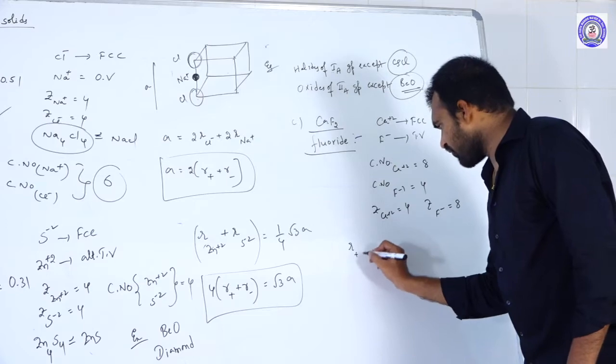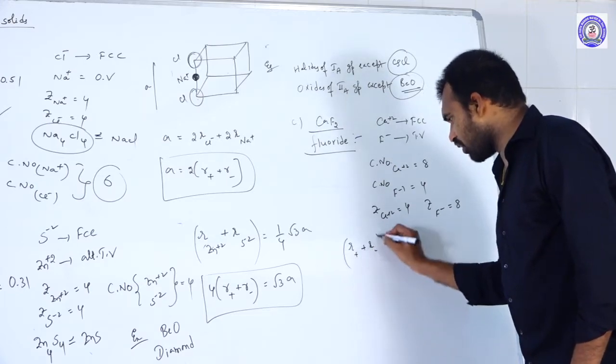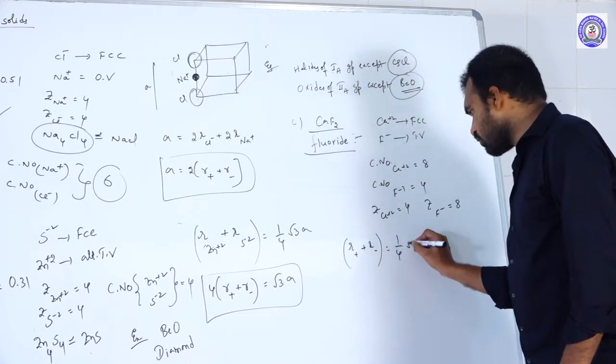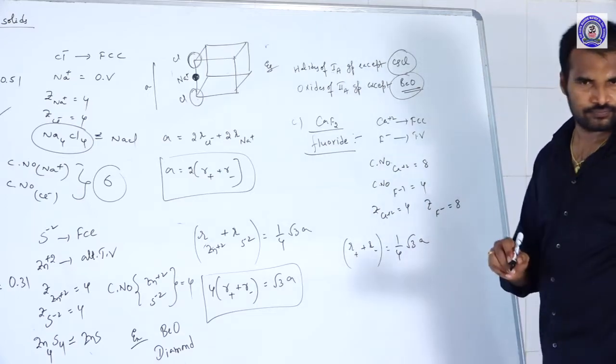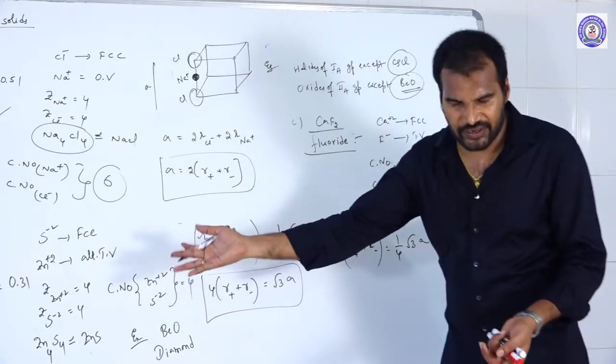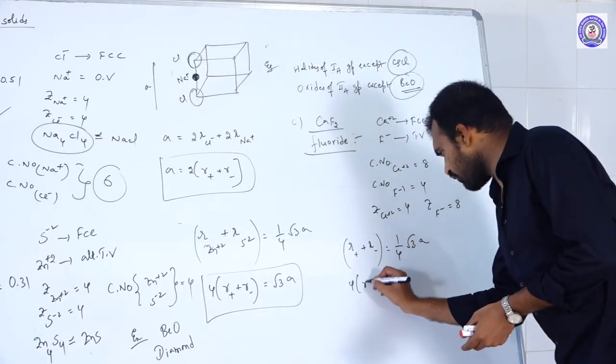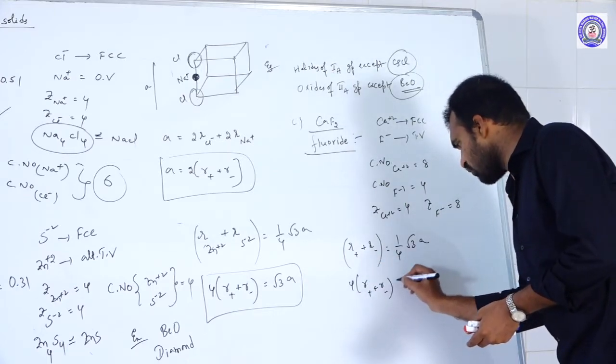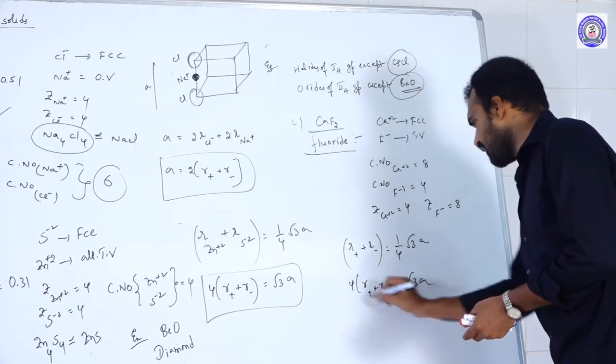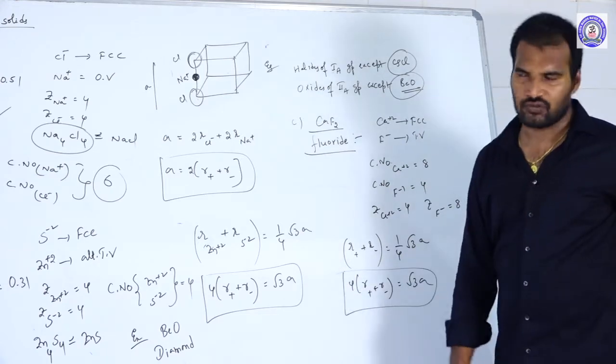So the radius of cation plus the radius of anion is equal to 1/4 of the body diagonal. The same formula holds for zinc sulfide. So 4 times the sum of the radius of cation and the radius of anion is equal to √3 a. So the same formula we are using.